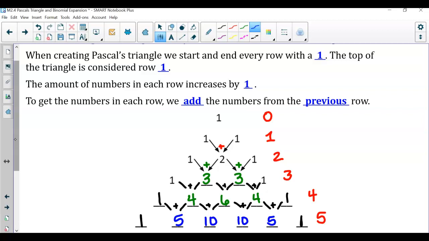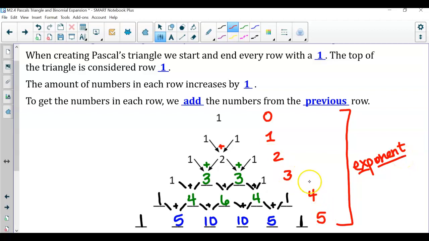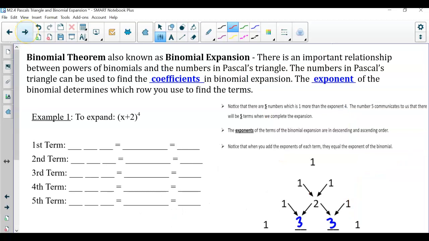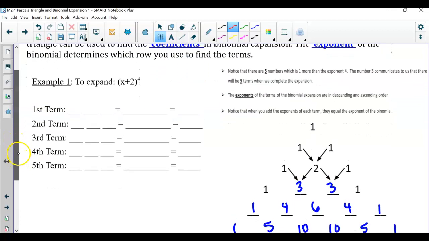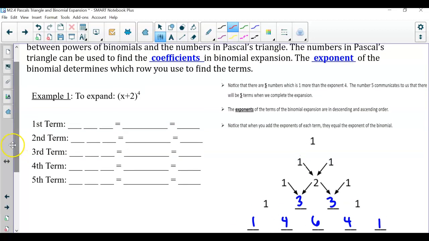Now, these numbers here in red are actually what's going to represent what we get from the exponent. So when we have our binomial raised to a power, these rows are where we get that from the exponent, and that's how we know which row we're going to use. And each row, these numbers that we created, represent the coefficients. So these numbers actually represent part of our answer. They are going to be the coefficients.